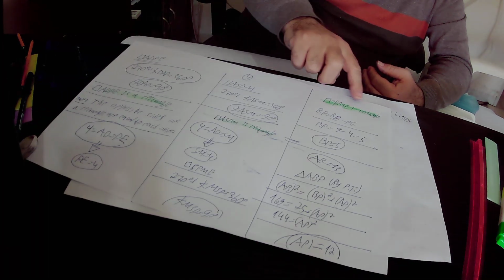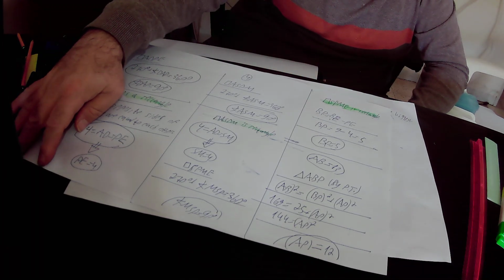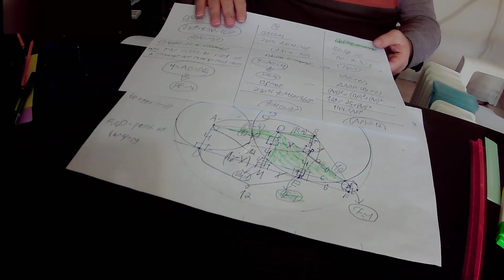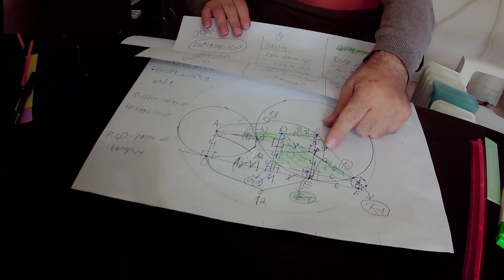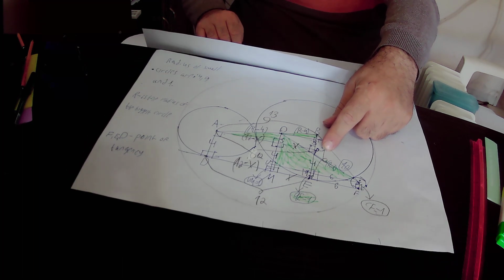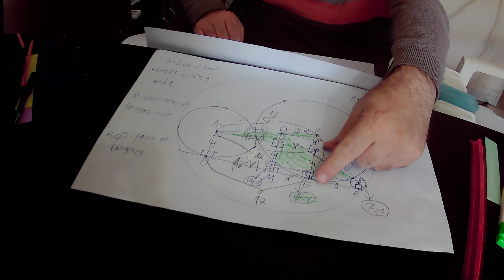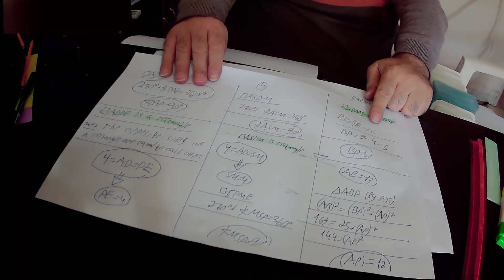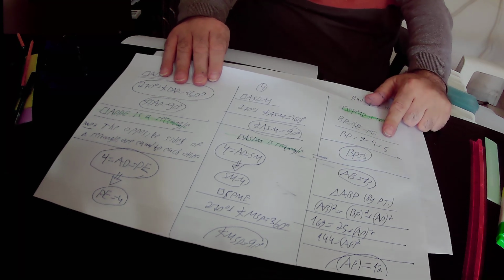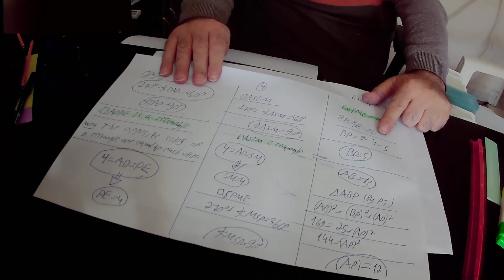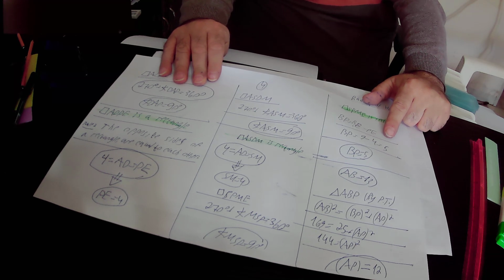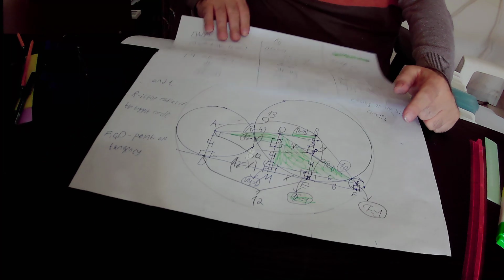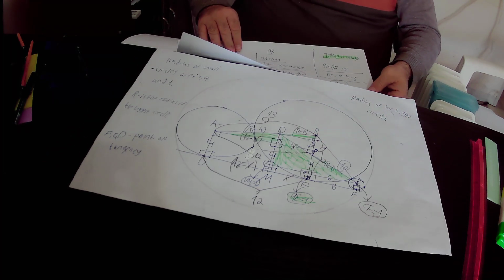Quadrilateral SPME is a rectangle, and what is the value of BP? From the drawing, it is very easy to see that BP equals BE minus EP. So BP equals BE, that is 9 units, minus PE, that is 4 units. So we found out that BP equals 9 minus 4, which is 5. So BP equals 5 units.